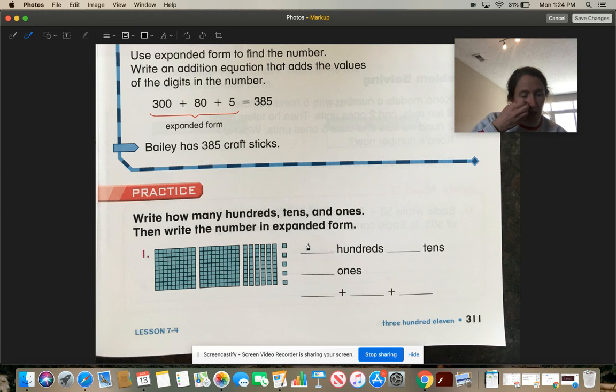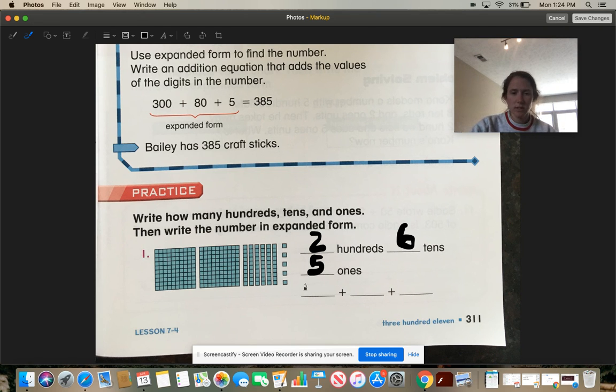It says how many hundreds, how many tens, and how many ones? Well, we know there's 2 hundreds blocks right here. Make sure you don't write 200 hundreds because there's only 2 hundreds blocks. There's 1, 2, 3, 4, 5, 6 tens. So don't write 60 because there's only 6 tens. And how many ones? 1, 2, 3, 4, 5. So there's 5 ones. Now this is where you would write the 2.